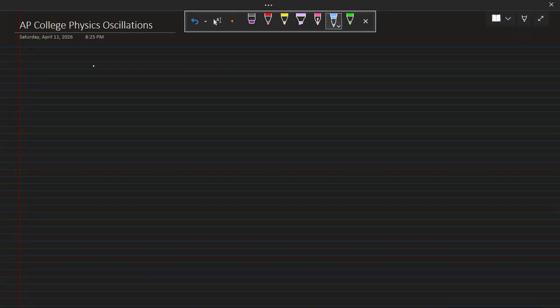We are going to do past paper questions or some topical questions of oscillations, right? So this question is related to finding the maximum and minimum force, acceleration, or speed. So this question is related to maxes and mins.